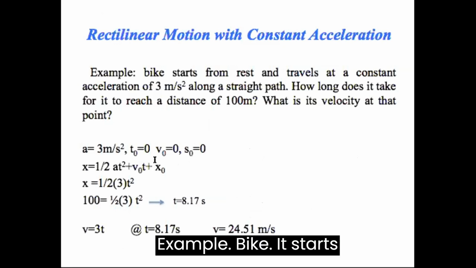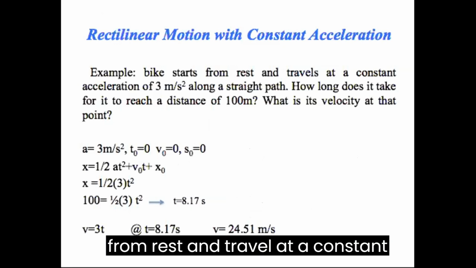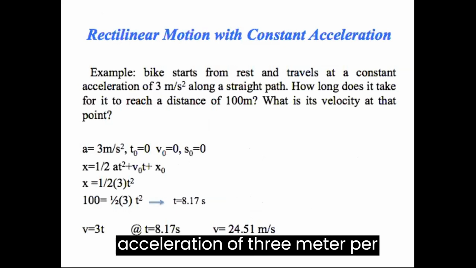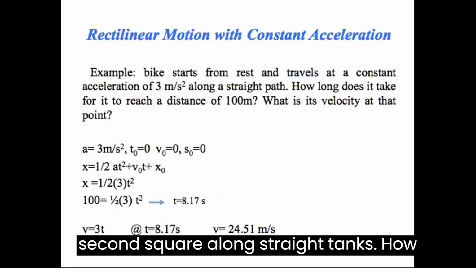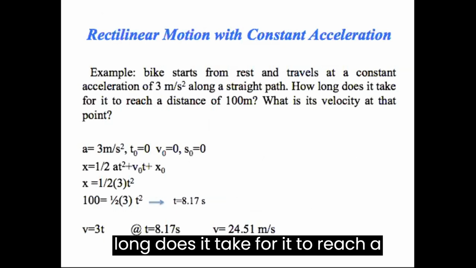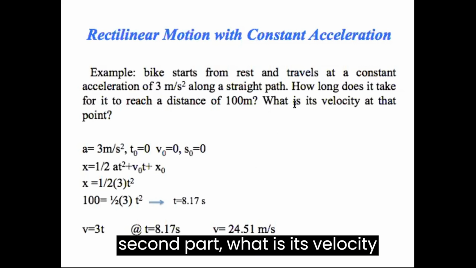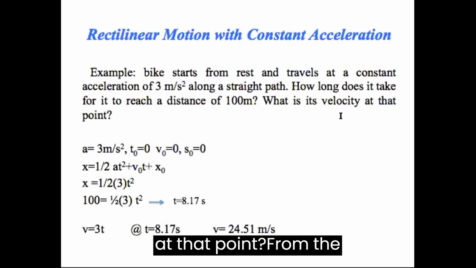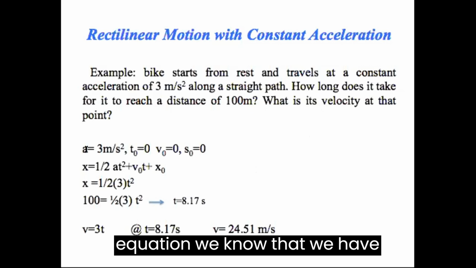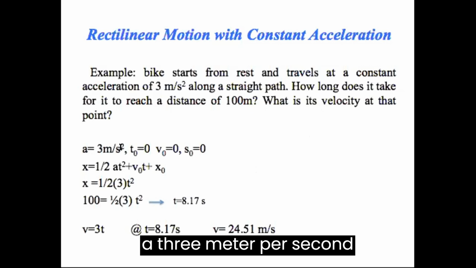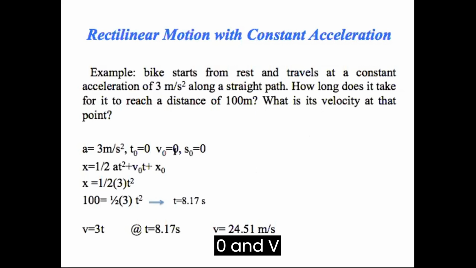Example. A bike starts from rest and travels at a constant acceleration of 3 meters per second squared along a straight path. How long does it take to reach a distance of 100 meters? And for the second part, what is its velocity at that point? We know that a is 3 meters per second squared, and at time t0, v0 is 0 and s0 is 0.